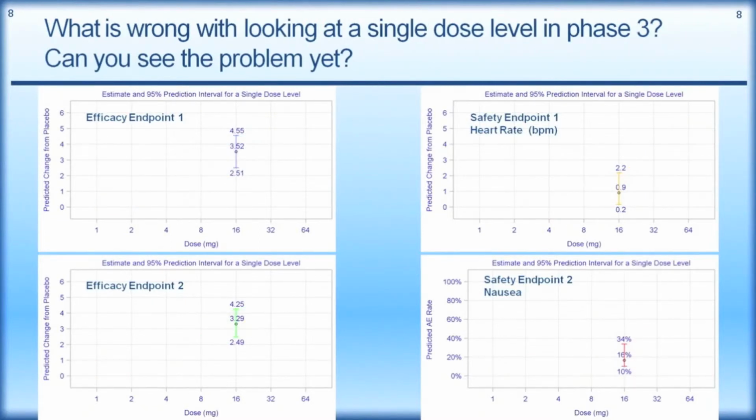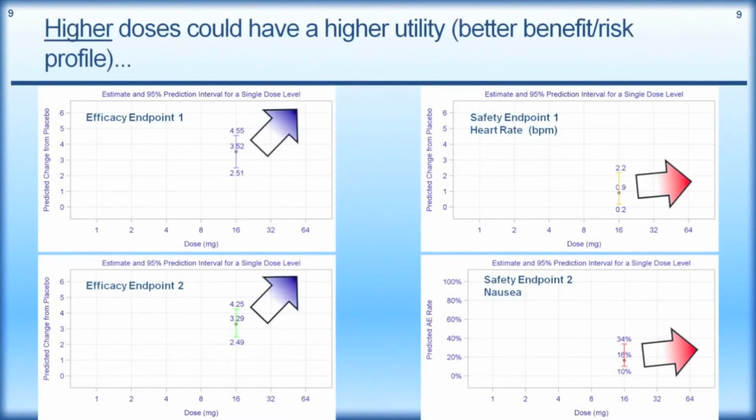So what's wrong with looking at a single dose level in phase 3? It's very common. Companies are interested in only looking at perhaps a single dose. Well, here is the same type of results now, but only looking at a single dose. So this would be 16 milligrams, for example, versus placebo. And we have an estimate of the effect for our 2 efficacy endpoints and an estimate for our safety endpoints as well. Now the concern here is that we really don't know how to position these results.